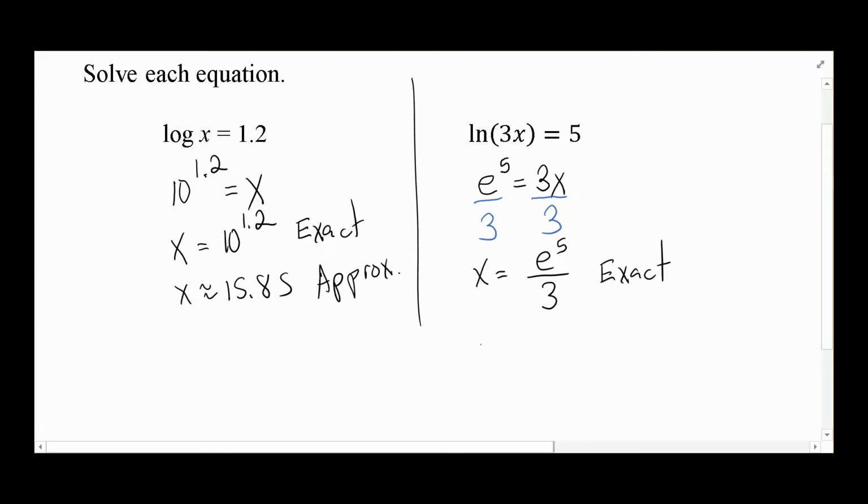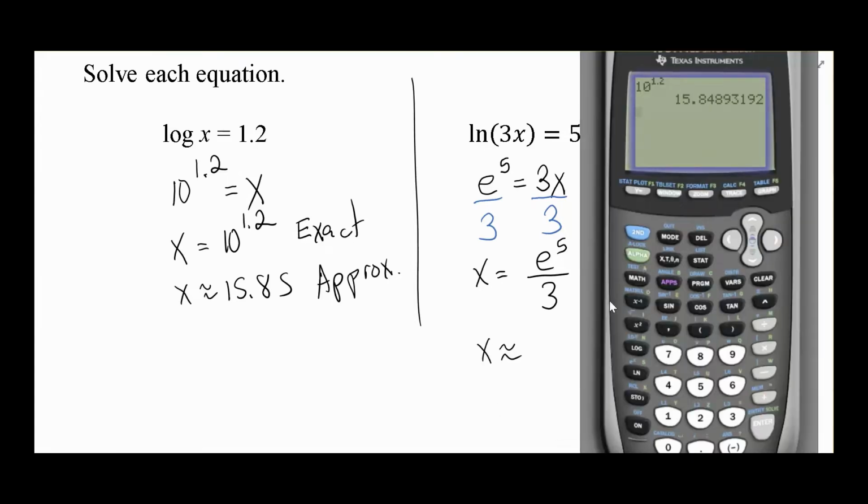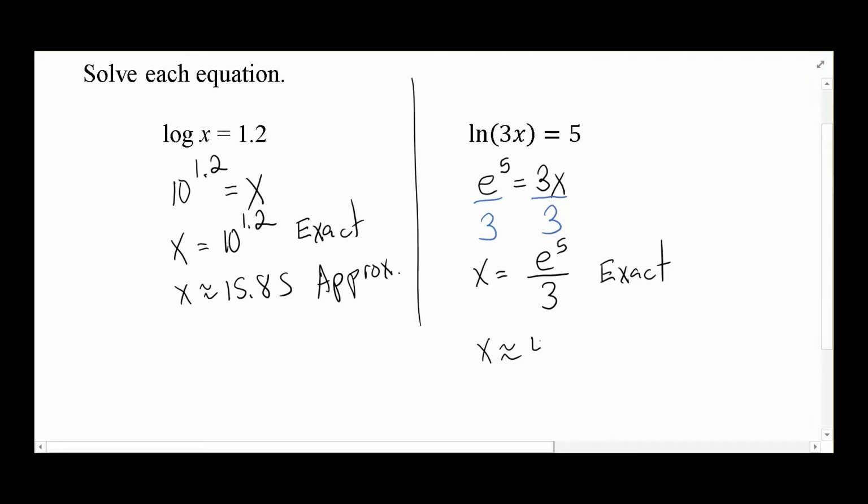Now, if we did want to get an approximate solution to this, we could put this into our calculator. So e in most calculators is second followed by the natural log. Because it's the inverse, it comes there a lot. So we just take e to the 5th and divide by 3, and we get about 49.47. And this, again, is what we would call the approximate solution if we're being asked to round to a certain number of decimal places.